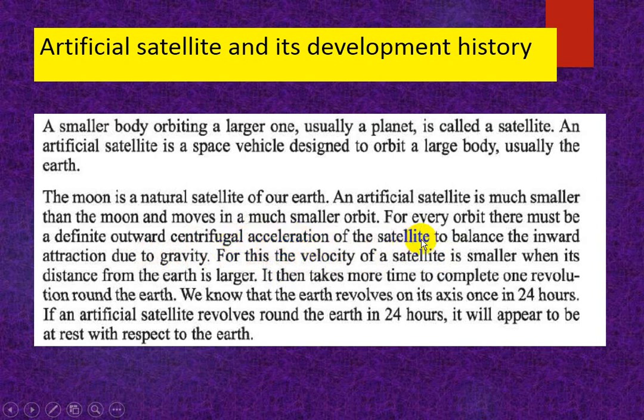For every orbit there must be a definite outward centrifugal acceleration of the satellite. Every satellite has outward centrifugal acceleration to balance the inward attraction due to gravity. If there is no outward centrifugal acceleration, it will fall down. For this, the velocity of a satellite is smaller when its distance from the Earth is larger.